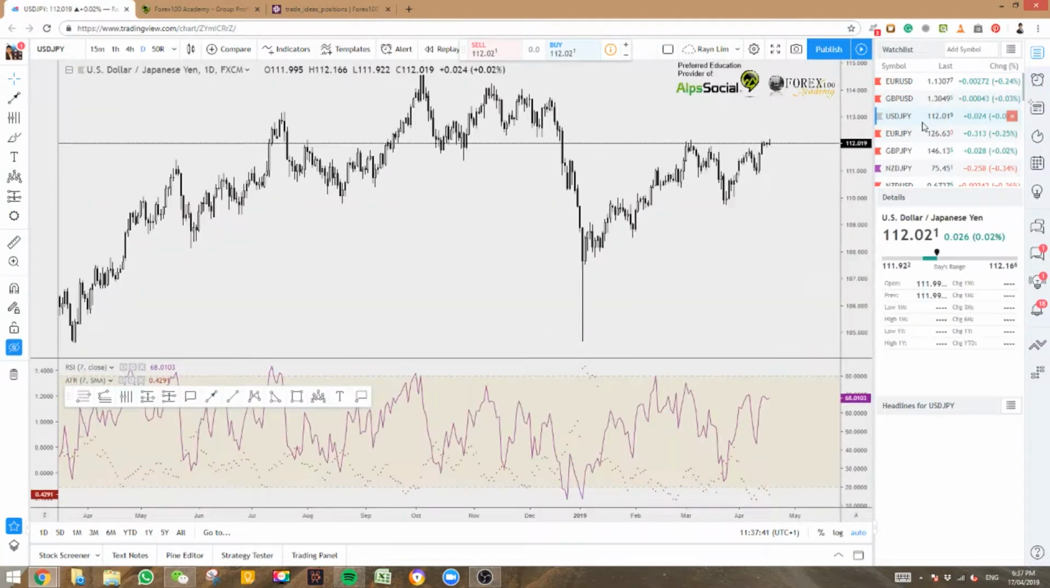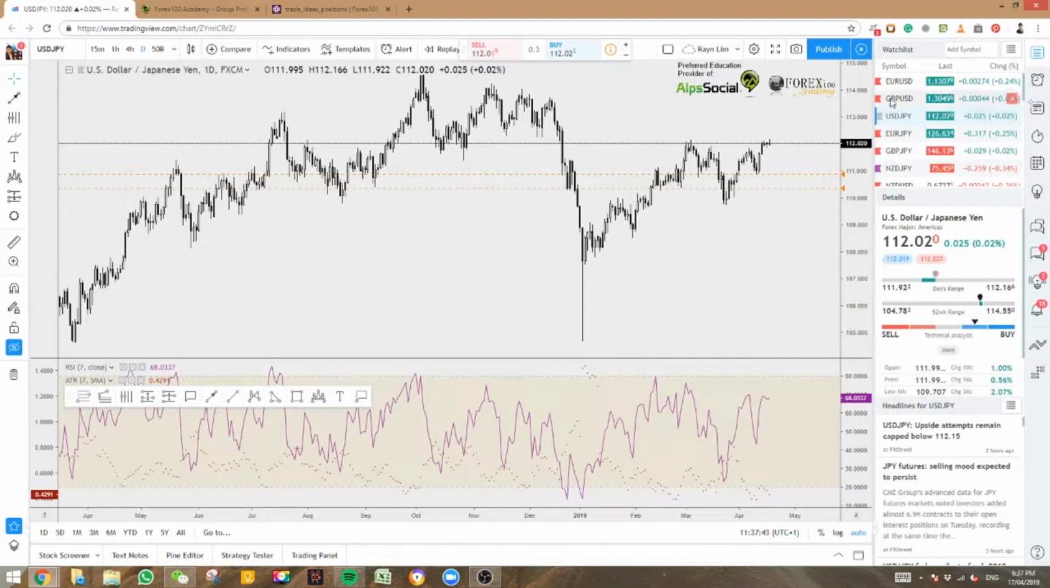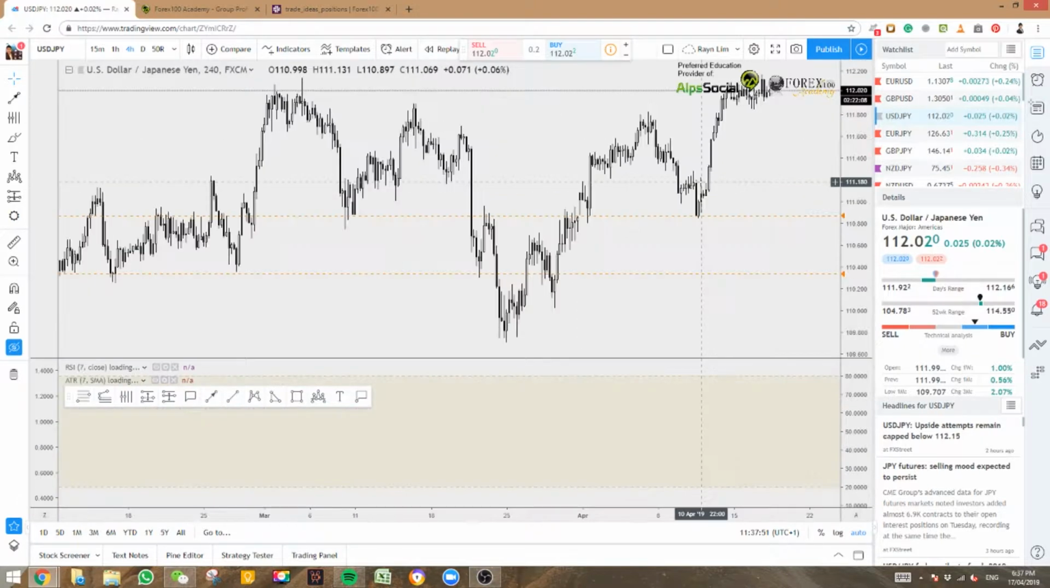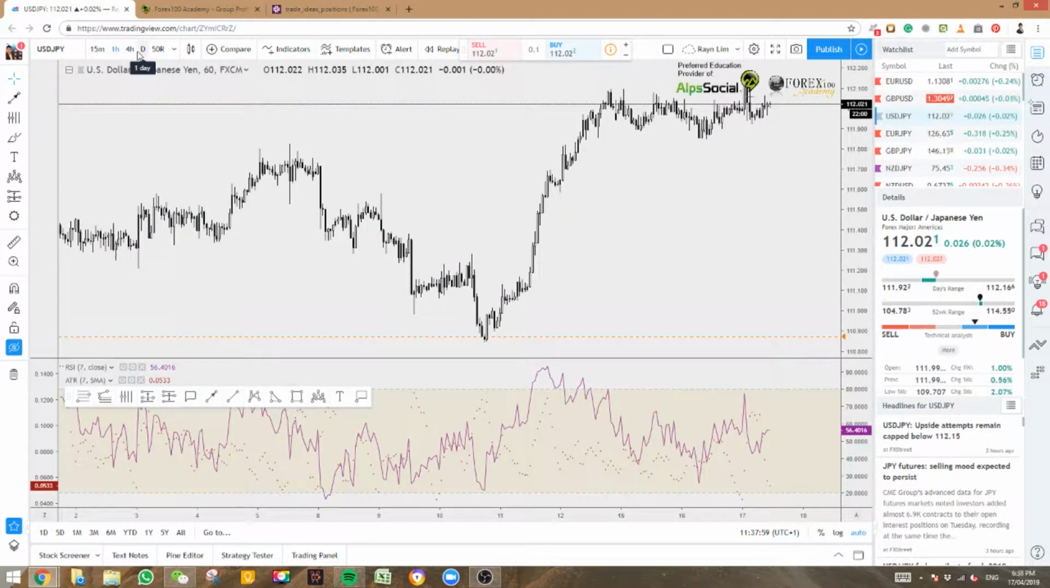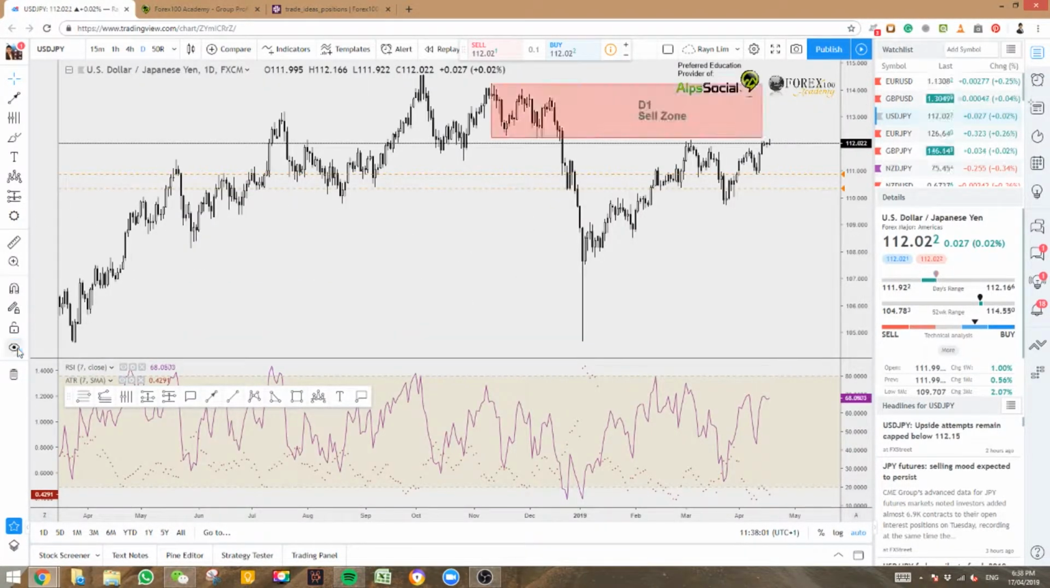On dollar yen, this is the daily chart. On the daily chart, the market did resist over here. This is one of the clues as well. Head down to the 4-hour chart. If you have spotted it, you have spotted it. If not, I will share with you shortly. And this is on the 1-hour chart. Back to the daily chart where I'll share with you my analysis.